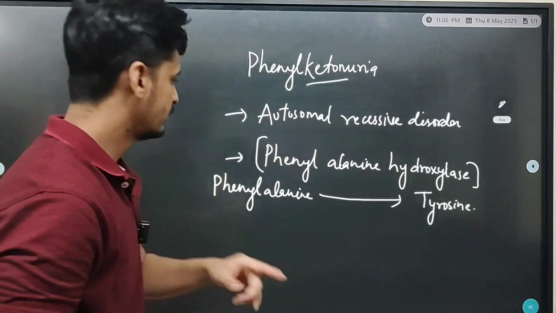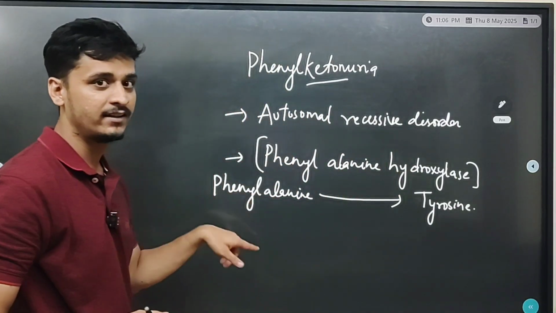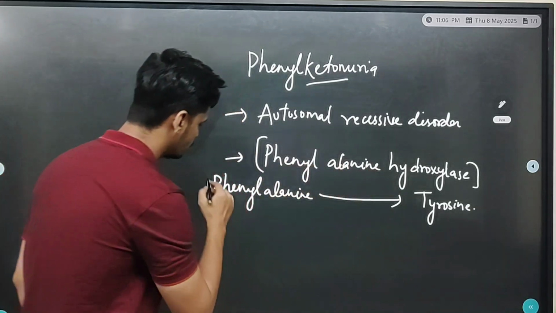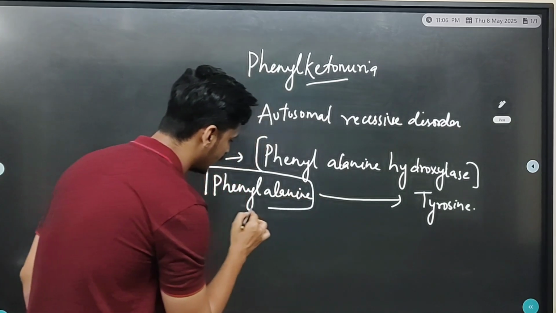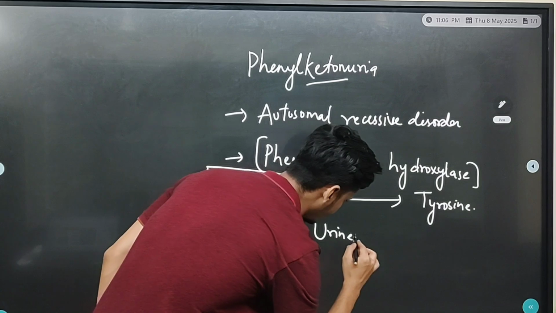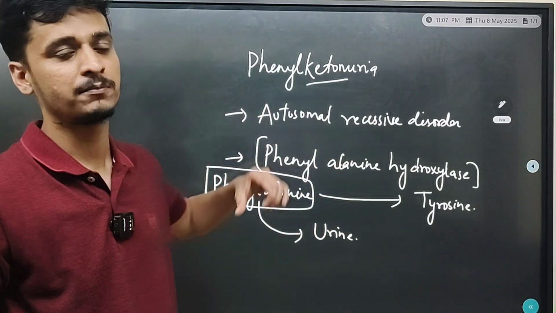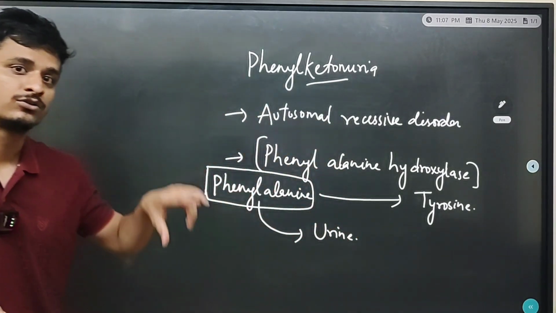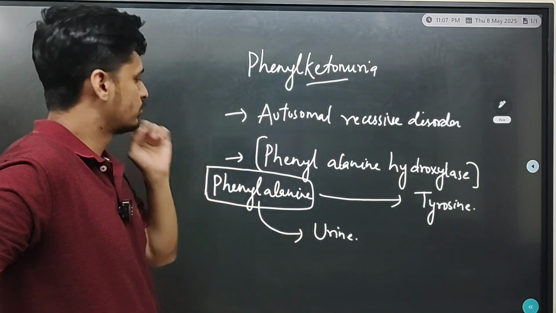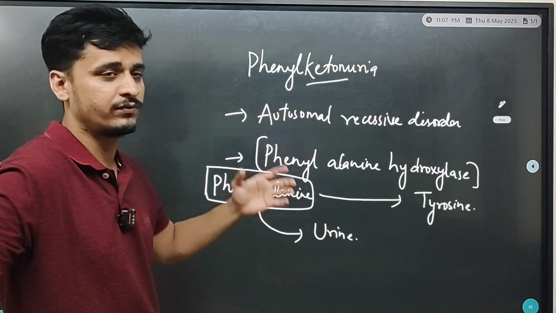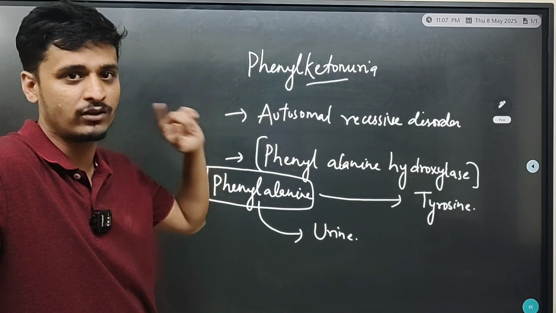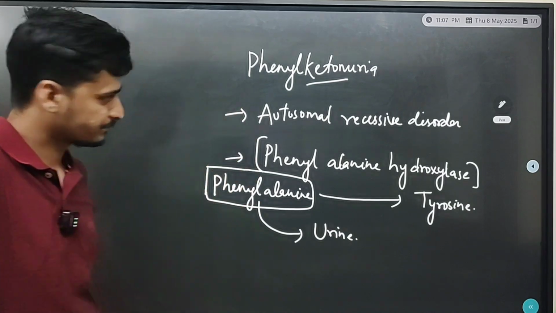So this will cause accumulation of phenylalanine in blood or tissues. Whenever there is absence of this enzyme, phenylalanine will start accumulating in our body and is excreted out by urine. So by urine analysis, we can check if phenylalanine is present or not. Right, so this helps in diagnosis of phenylketonuria. Whenever a large amount of phenylalanine is accumulated in our body, it starts moving into our brain and causes mental disorders.